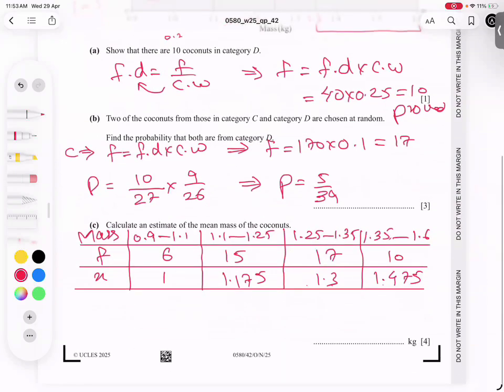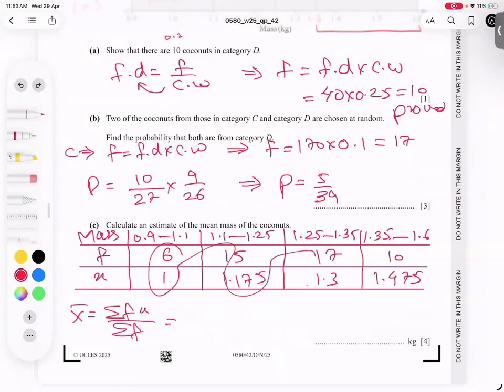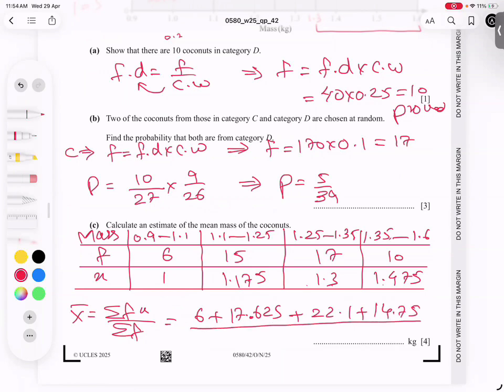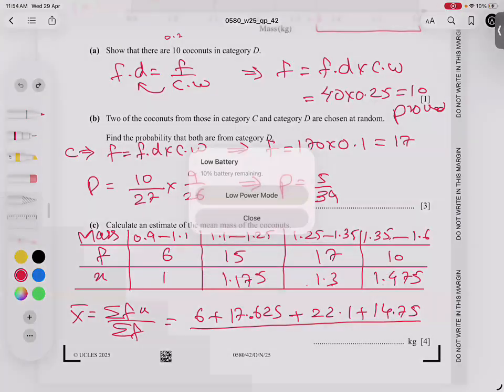Now, students, what is the mean formula? The mean formula, you know, is sigma fx over sigma f. Sigma fx means multiply, multiply, multiply, and add them. So 6 times 1 is 6. Then 15 times 1.175 is giving us 17.625 plus. The next one is 17 times 1.3, giving 22.1. Last one, students, 10 times 1.475, giving us 14.75.